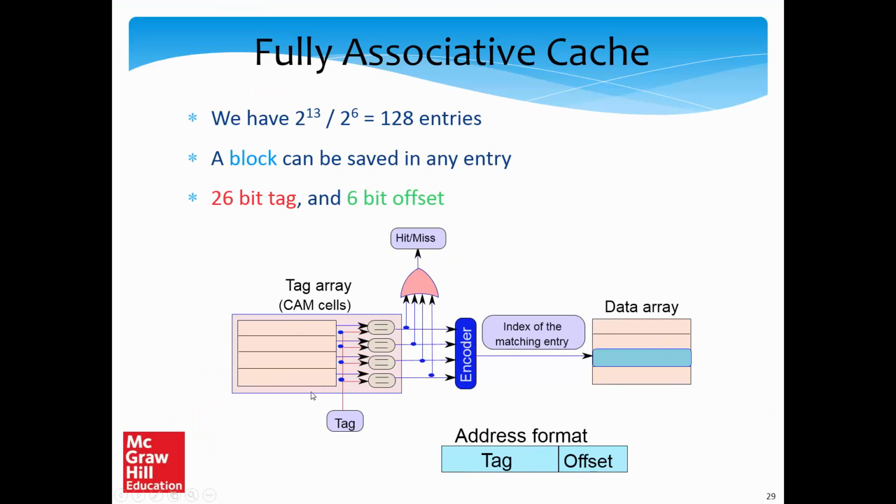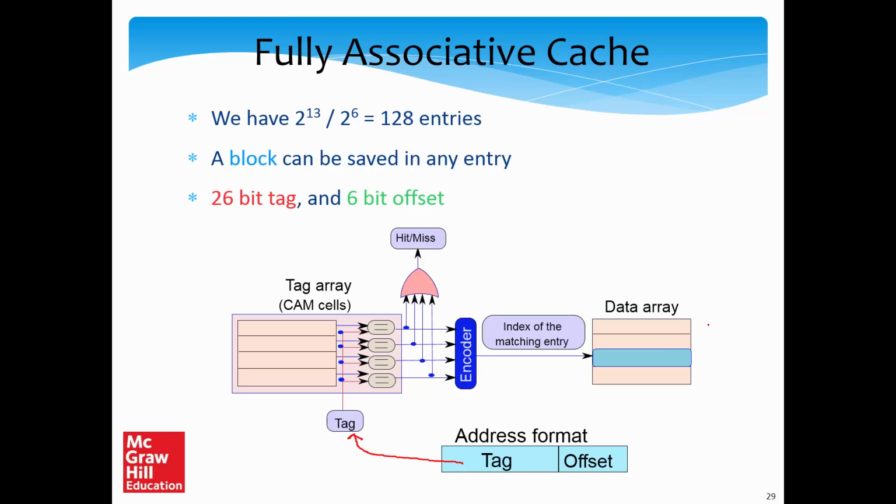So recall that a CAM is a content addressable memory. The block address is essentially the tag part of the address. This is compared with each and every entry stored in the tag array. If we don't find an entry, it's a miss. If we find an entry, and we'll never have duplicates, then we access that entry of the data array. So this is called a fully associative cache.